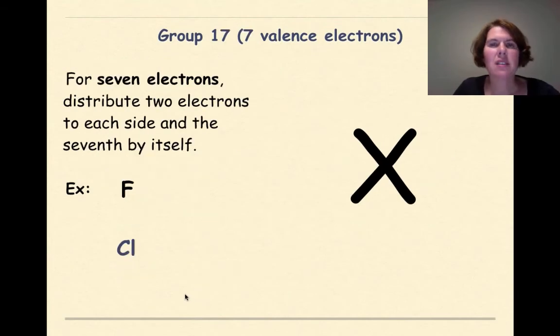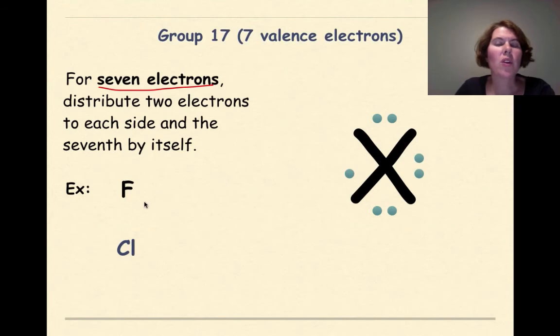Group 17, 7 valence electrons. For 7 valence electrons, distribute 2 electrons to each side and the 7th by itself. So if we distribute those electrons around the X, 1, 2, 3, 4, 5, 6, 7, 3 filled sides, 1 electron by itself. For fluorine, fluorine has an electron configuration of 2, 7 valence electrons. So 1, 2, 3, 4, 5, 6, 7.